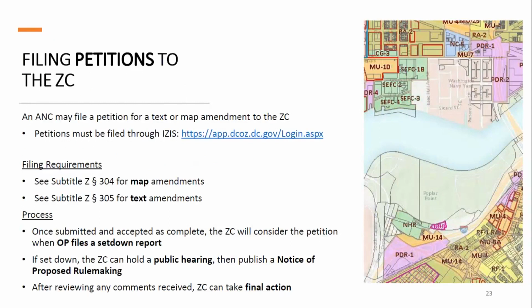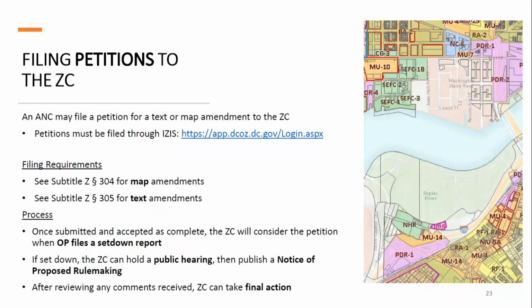If the ANC does not have access to a computer, we do have one in our office. If you come into the office, we have someone who will assist you with uploading your application, or your petition rather. And the requirements for filing a map and text amendment are located in Subtitle Z, Sections 304 and 305.